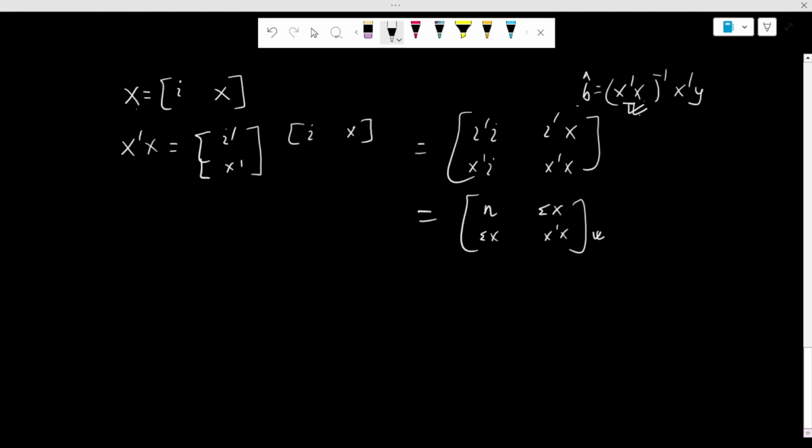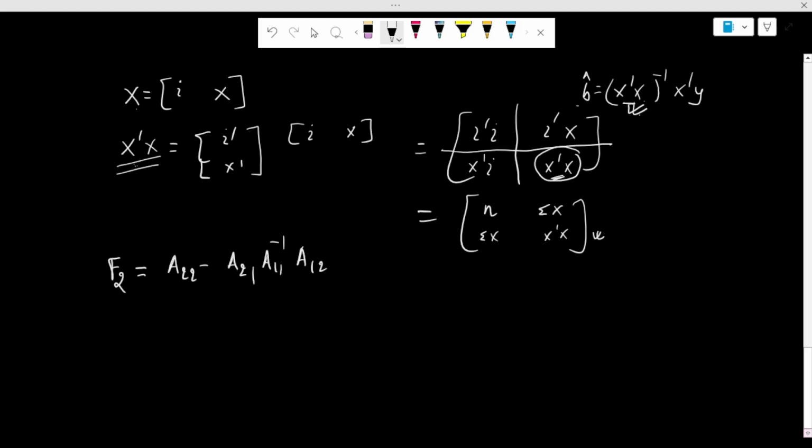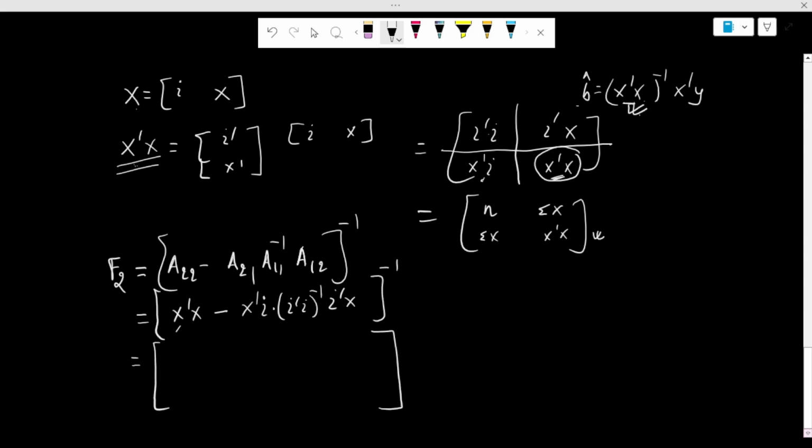Now if we happen to calculate the inverse of X transpose X, then let me consider it as a partition matrix. Now we can calculate the inverse of this A22. This is equal to, for A22, what do we write? This is X transpose X minus A21, this is X transpose I, and A11 inverse, it is I transpose I inverse, and A12, it is I transpose X. In the pre-multiplication term, we have X transpose, and in the post-multiplication term, we have X in both of these expressions. So let us take that common.